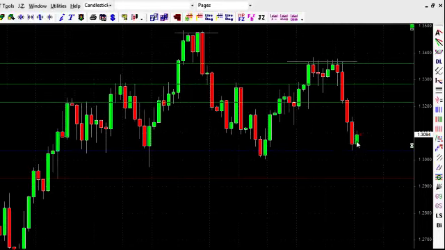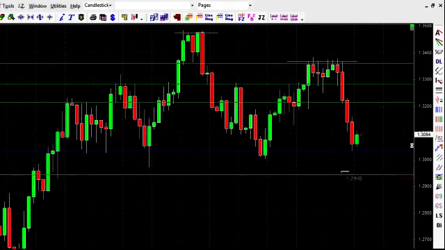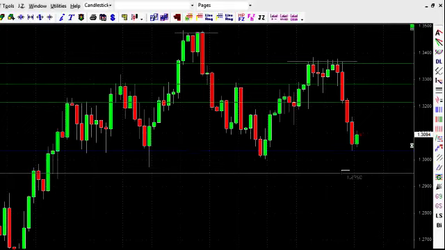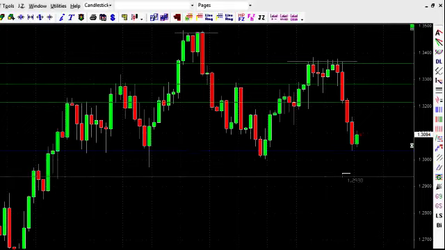I bought again, and now I'm long this pair again with a stop loss at 29.35. Right there. And you can see we are already up 60 something pips. So that's how you do it.